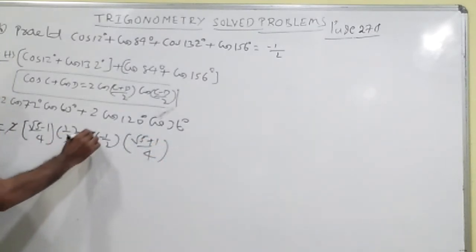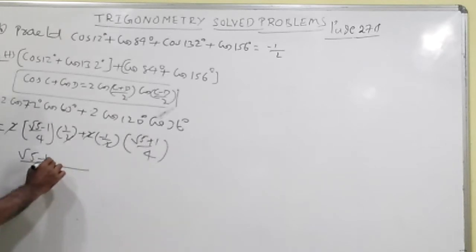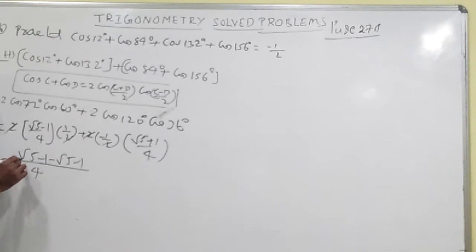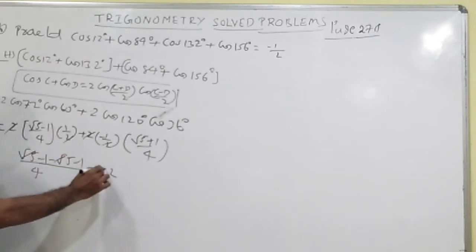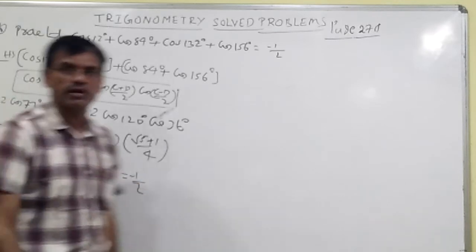These 2 and these 2 get cancelled. Now you can write (root 5 minus 1) by 4 minus (root 5 plus 1), taking LCM like this, total by 4. Root 5 gets cancelled. Here we got minus 2 by 4, minus 2 by 4 is minus 1 by 2.